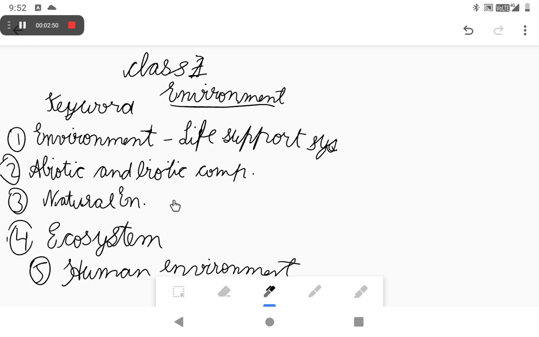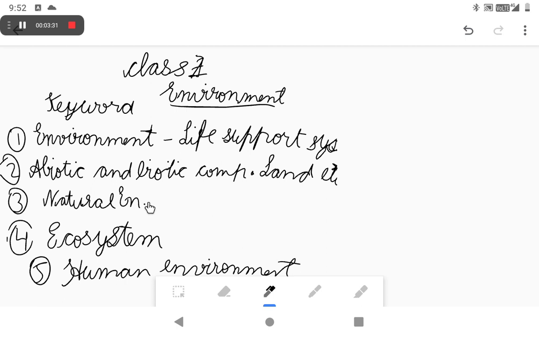What are abiotic and biotic components? Biotic components are the world of all the living organisms, whether it be plants, animals, or any other organisms. And what is abiotic? Those which are non-living, like land. All the things in the environment which are non-living are called abiotic components.